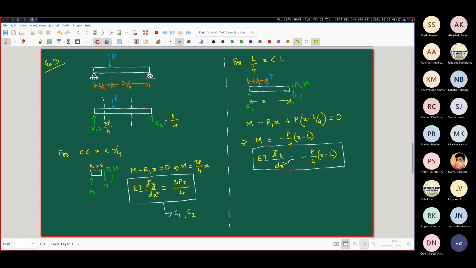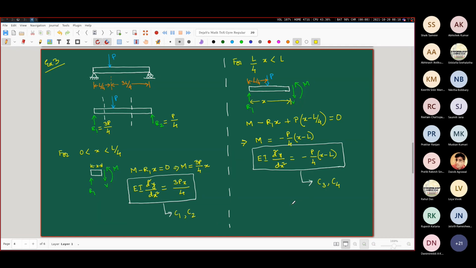And here also you have again a second order linear differential equation. So when you correspondingly integrate it twice to obtain the expression for y, you are going to end up again with two unknown constants of integration, C3 and C4. The question now boils down to how do you go about finding C1, C2, C3 and C4?